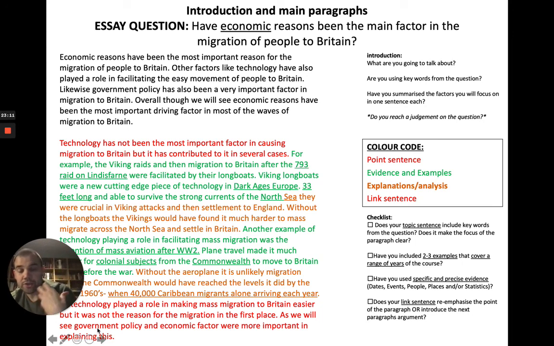I then got my nice concluding sentence where I say, right, technology played a role in making mass migration to Britain easier, but it was not the reason for the migration in the first place. As we will see, government policy and economic factors were more important in explaining this.